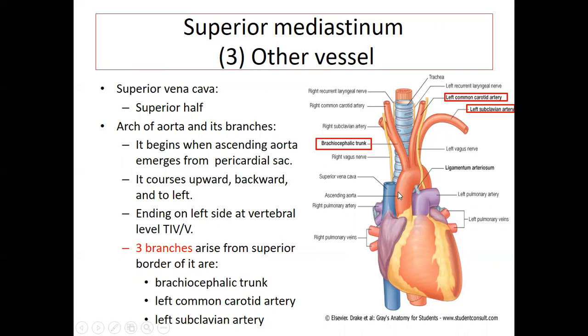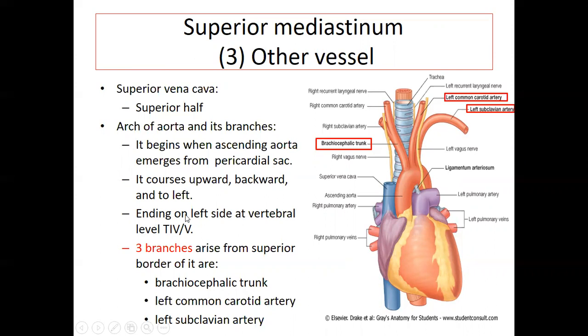The arch of aorta begins when the ascending aorta emerges from the pericardial sac. It goes upward, and backward, going back toward the left, going to the left. This is the arch of aorta that is also present in the superior mediastinum.